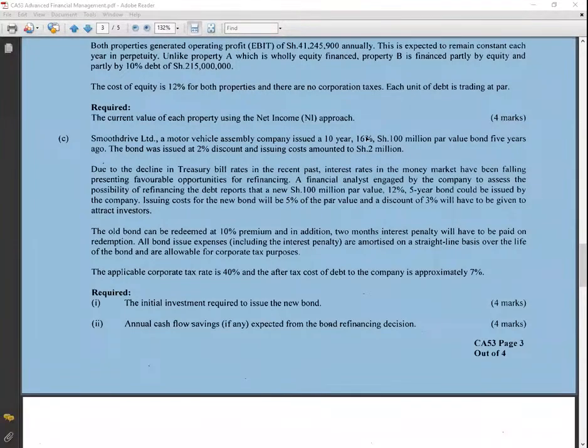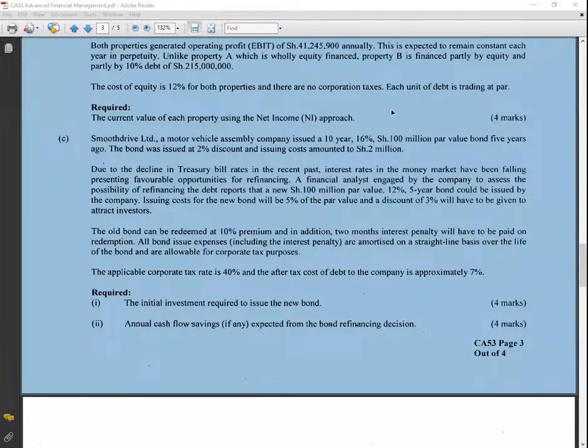This old bond that we issued 10 years ago, which 5 years down the line we would want to redeem, has an interest rate of 16%. So the interest amount which I'll be paying every year will be 16% of the total loan amount, which is 100. So what is 16% of 100? This is quite easy.